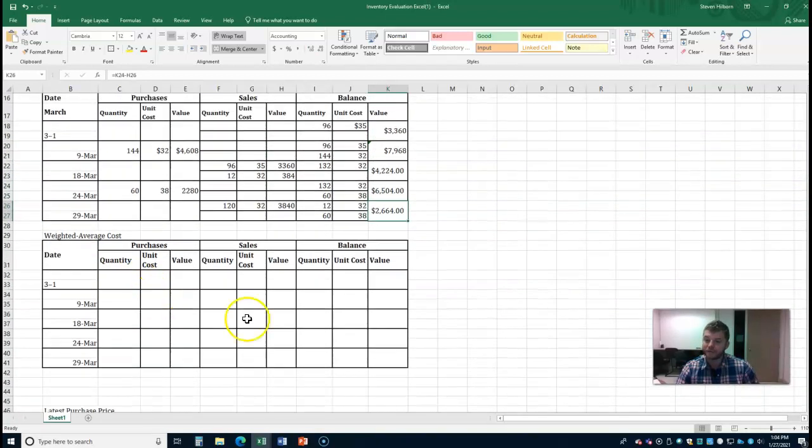The next one is weighted average. So for weighted average, I'll do the first balance as always.